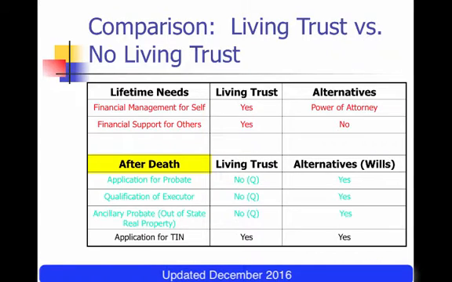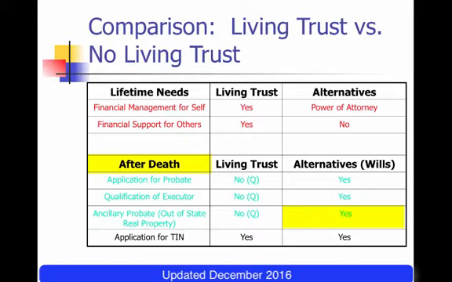If there's real estate outside the state, let's assume that you have real estate in Connecticut, and you have real estate in Florida, and you have real estate in Nevada, you have real estate in California. That means if you don't have a revocable living trust that owns all those properties, then at your death, it'll be necessary to have separate ancillary probate proceedings in each of those states where you have real estate.